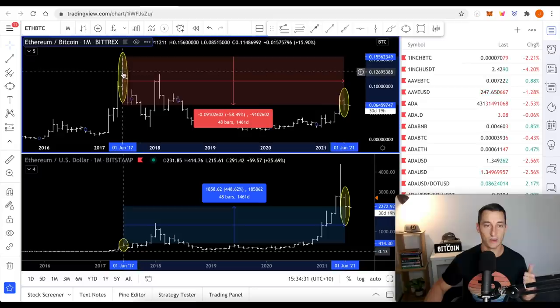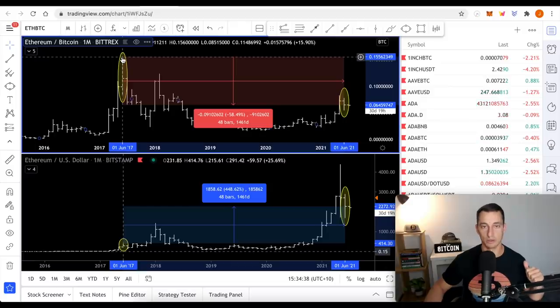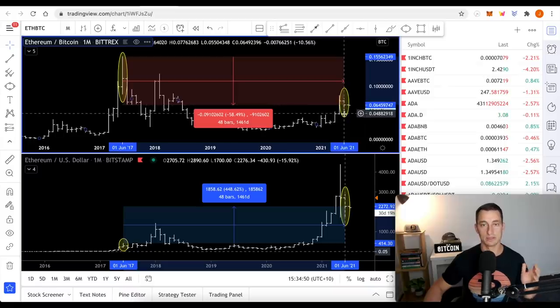Now, on our Bitcoin value, we're looking at it from the top. So the same time periods, top was 0.156. So about 15.6% of a Bitcoin. That was the value then in June 2017. The current value in Bitcoin is 0.065, just for round numbers. So about 6.5% of Bitcoin's value. So we've actually lost nearly 60% of our Bitcoin value.